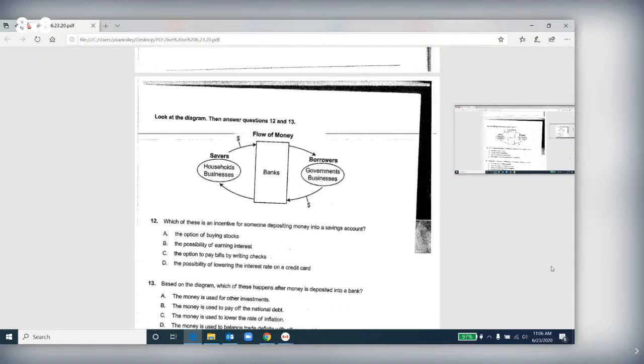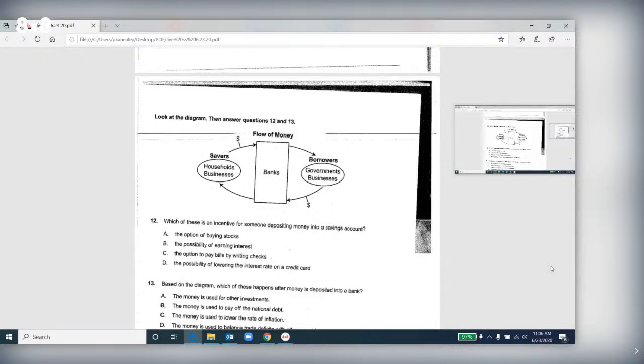Okay. So 12 asks, which of these is an incentive for someone depositing money into a savings account? And think about your own personal experience. Why would you put money into the bank? Okay, so A says the option of buying stocks. Just by putting money into a savings account, it's not going to give you the option of buying stocks. You're going to have to buy stocks on your own. So B is the possibility of earning interest. Well, you know that when you put money into a bank, it does earn a little bit of interest. So that seems like a pretty good one.